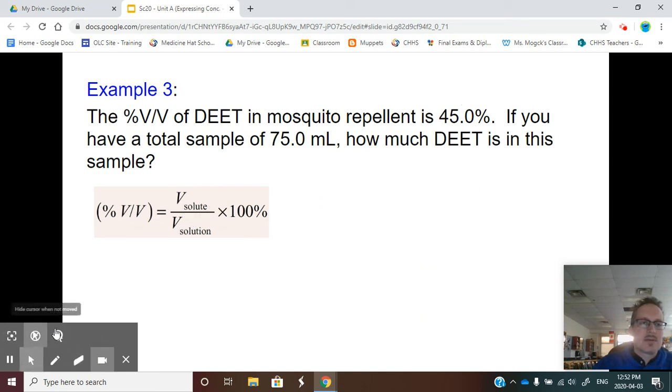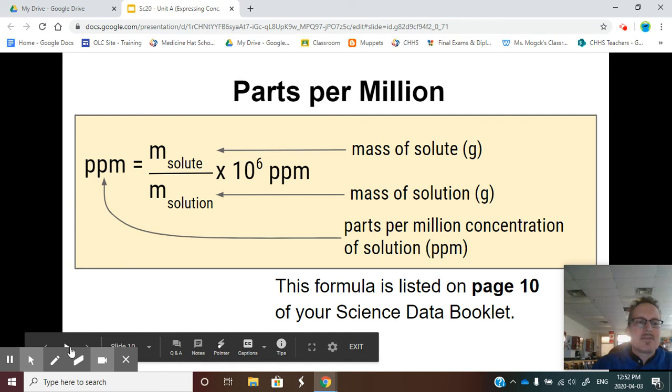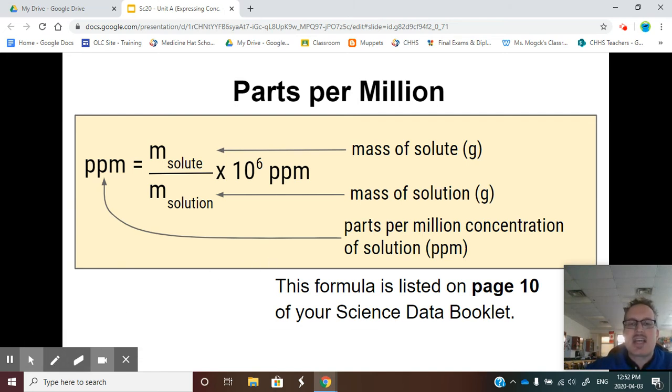The second formula we're going to learn is, again, on page 10 of your data booklet. This one is for parts per million. This is the one for very, very small substances. So we have parts per million, very, very small.